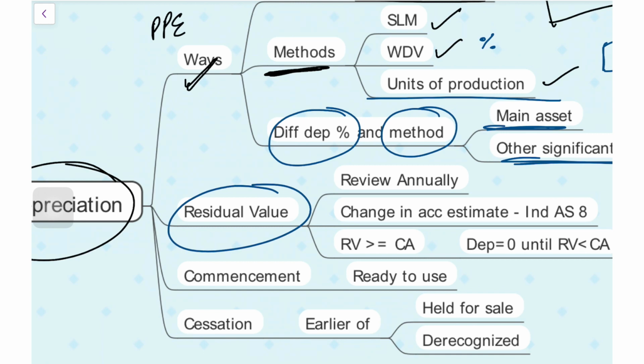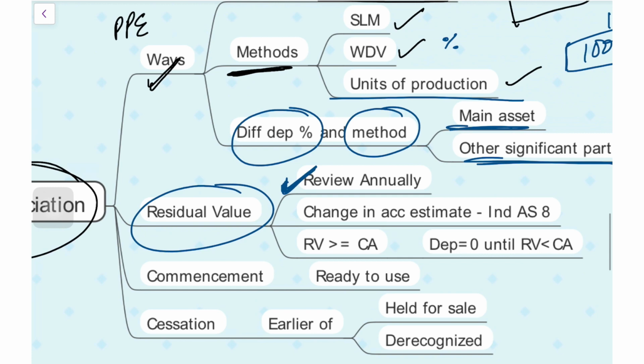Okay, now talking about the residual value, you have to review the residual value annually: by the end of the useful life of the asset, how much residual value will it hold? If there is any change in residual value, it will be known as a change in accounting estimate, and it will come under your IND AS 8.